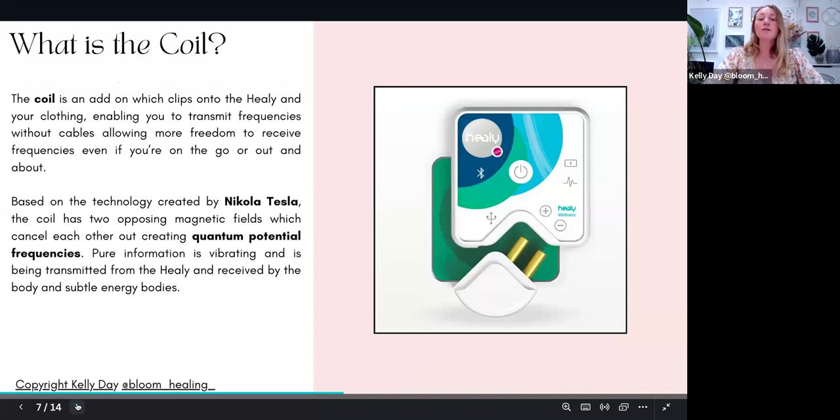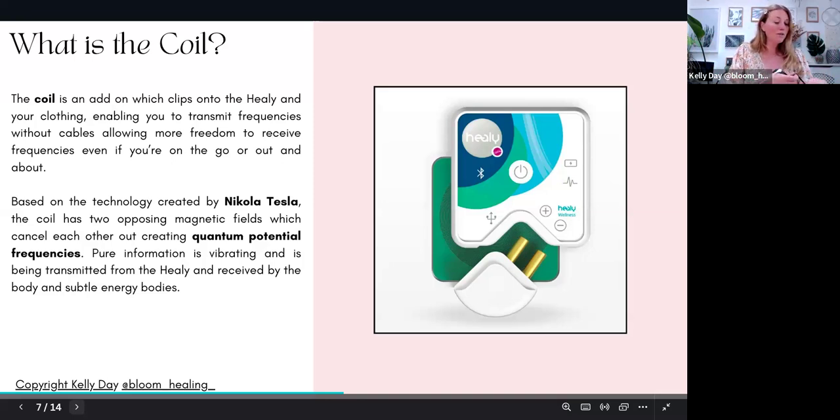So the coil, as you can see there, is just a little adapter. I don't have mine to hand actually, but I do have one, where you just fit it onto the back of the coil, and then this means that you can wear the Healy without these wires. You can just wear it and go about your business like this. You can go out and about. So it just gives you a bit more freedom.